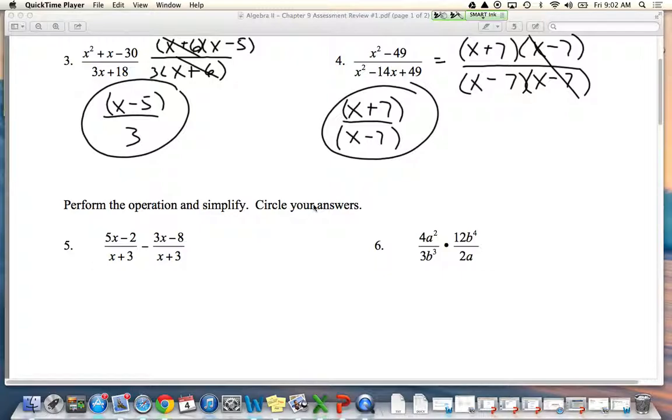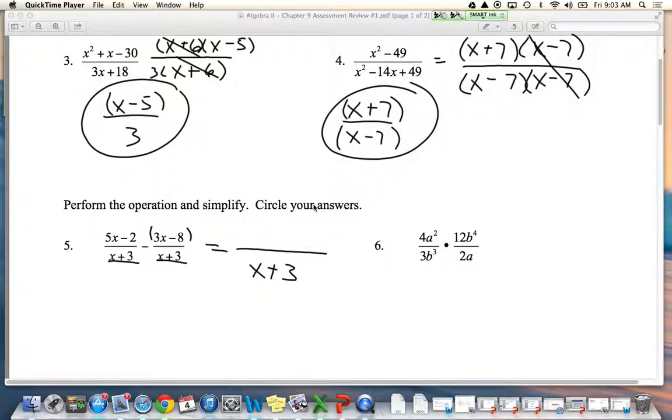Okay, when you add or subtract fractions, you need a common denominator. Now, in this one, you already have one. You have your common denominator of x plus 3, so you're fine. So all you have to do now is go straight across. Okay, so I know the denominator is x plus 3. Now, be careful with this. I always like to put parentheses here.